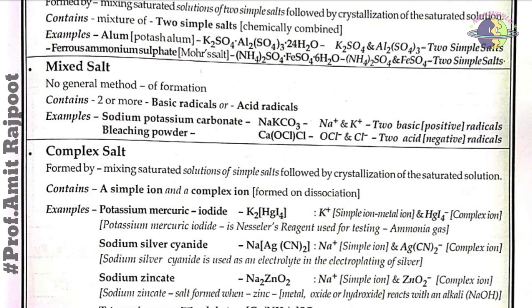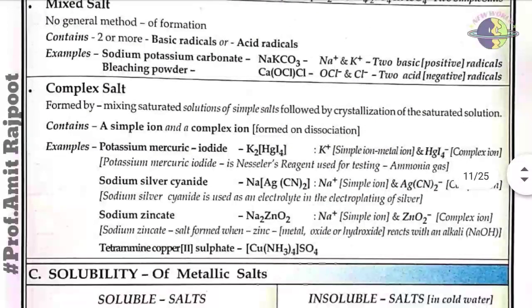Sodium silver cyanide, NaAg(CN)2, has Na+ as a simple ion and Ag(CN)2- as a complex ion. It is used as an electrolyte in the electroplating of silver. Sodium zincate, Na2ZnO2, has Na+ as a simple ion and ZnO2 as a complex ion. It is formed when zinc reacts with the alkali NaOH.